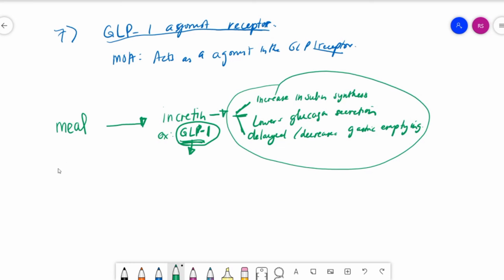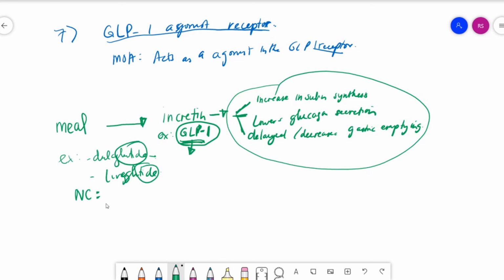Some examples of this drug are dulaglutide, also known as Trulicity, and liraglutide. So anything that you see with this ending, glutide, this refers to this drug class. And for the nursing considerations, this drug has some warnings.